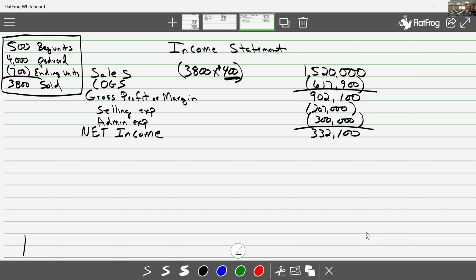From there, we need to take out our selling expenses and our admin expenses. I just totaled them up here. I didn't list them separately. So our selling expenses would have been the sales supervisor's salary and the commissions added together to get $207,000. The general admin expenses were given to us as $300,000. When we subtract those out from our gross profit, we get a net income of $332,100. Ladies and gentlemen, that is how you get from a cost of goods manufactured statement to a cost of goods sold statement, and finally to an income statement.